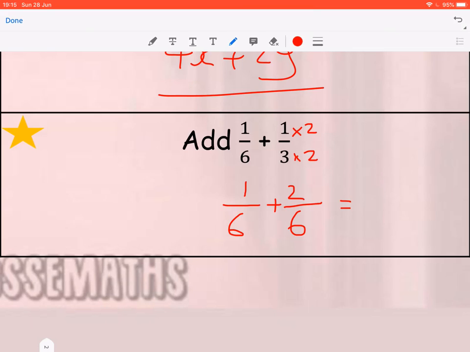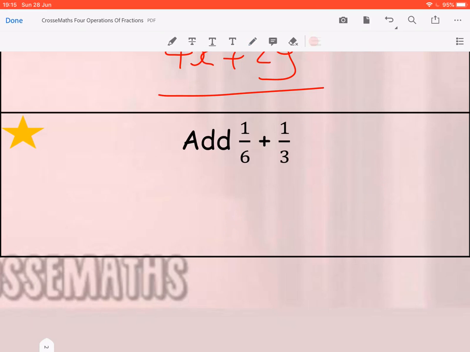Now I can just add them together normally. 1 plus 2 on the top gives me 3. 6 and 6, if there's 6 in the question, there's 6 in the answer. 3 over 6 also simplifies to 1 over 2.